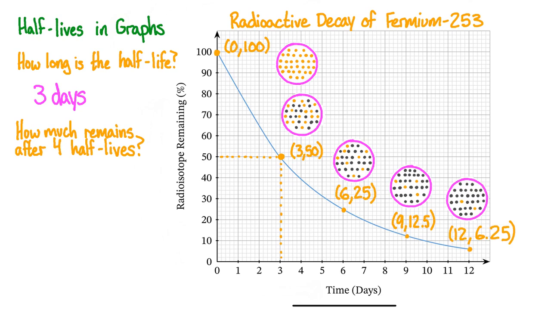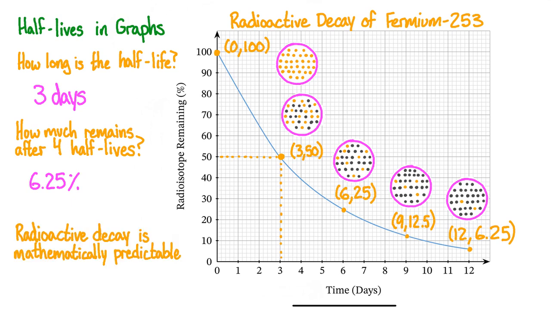After our 4th and final half-life at 12 days, and another cut in half of the remaining radioisotope, we end up with 6.25% of fermium-253 remaining. So our final answer is 6.25%.